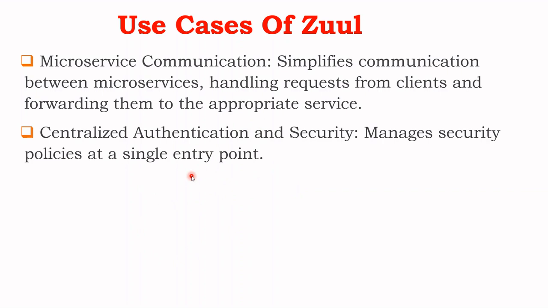So first any request will come to your microservices environment. Firstly it will go to your Zuul, and then it will forward to the related microservices. So your Zuul can act as a centralized authentication for security purposes. So this is also a good thing. You can use your authentication and authorization related code inside your API gateway.